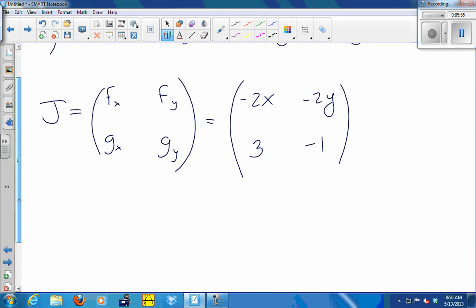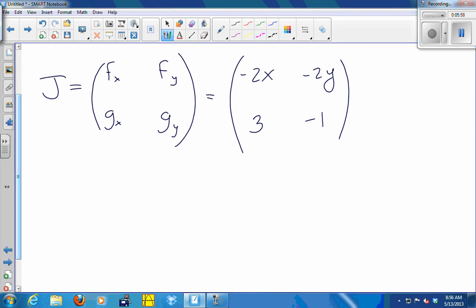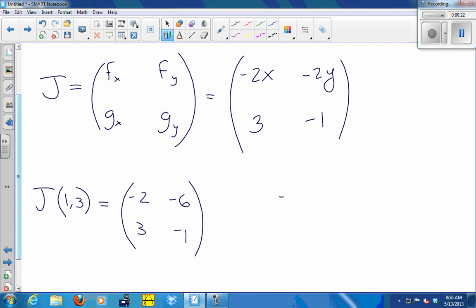All right, so then we evaluate the Jacobian at each equilibrium point. So we'll do the Jacobian evaluated at 1, 3 to start, one of the equilibrium points. So we get negative 2, negative 6, 3, negative 1. The characteristic equation would be negative 2 minus lambda times negative 1 minus lambda minus negative 18, so plus 18 equals 0. Solve for lambda, and that will tell us what kind of equilibrium point we have.